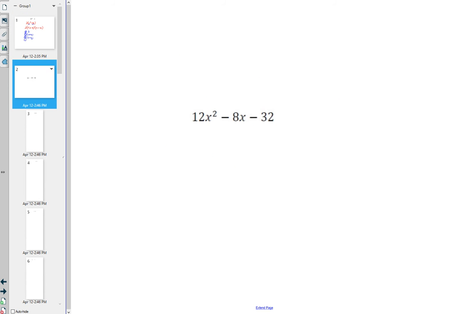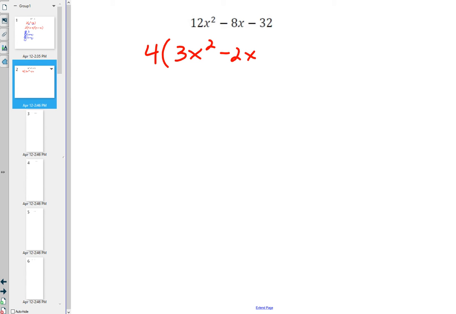Okay. Here we have three terms. Whether you were with me or not in the first semester, you should have worked on something like this. What do we look for first? Do these three terms have a greatest common factor? Yeah. What's the biggest number that they can all be divided by? By 4. So I'm going to factor out that 4. That's the opposite of the distributive property, which leaves me 3x squared minus 2x minus 8.